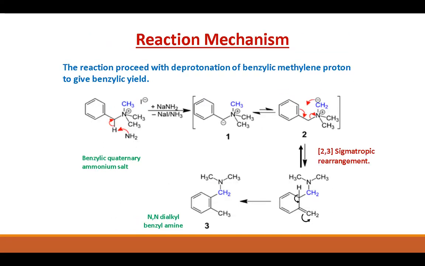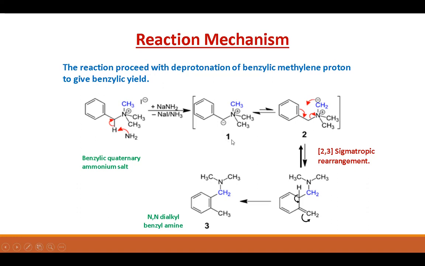Reaction mechanism of Sommelet-Hauser rearrangement. The reaction proceeds with deprotonation of the benzylic methylene proton. Deprotonation means removal of protons. Though this benzylic hydrogen is most acidic, it loses a proton, which is taken by the NH2- nucleophile of sodamide, to give the ylide, denoted by number 1 in the mechanism.